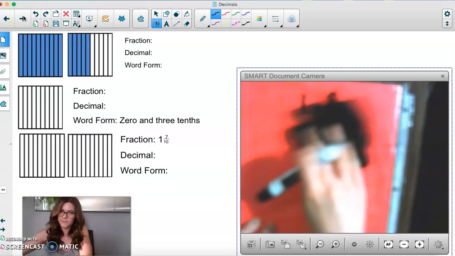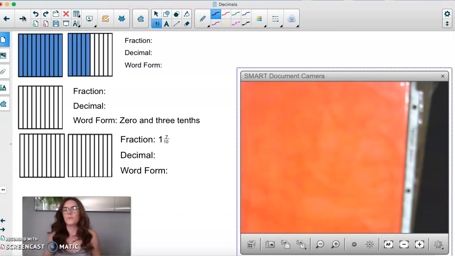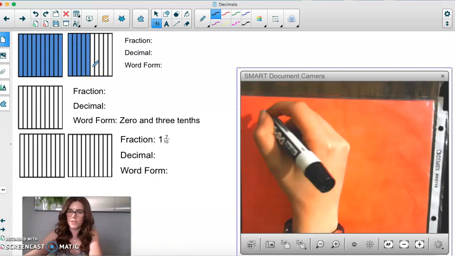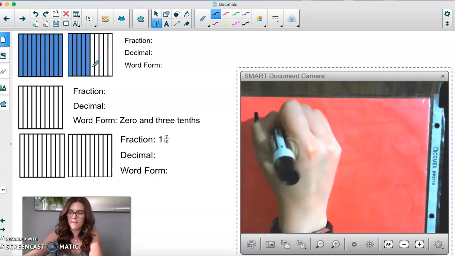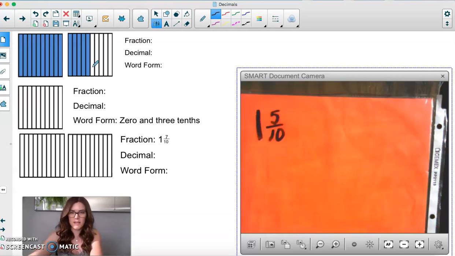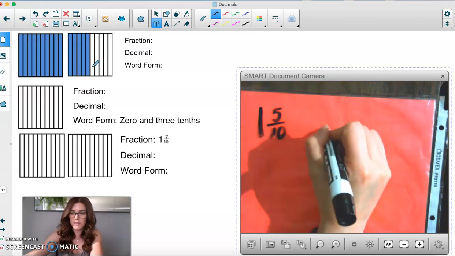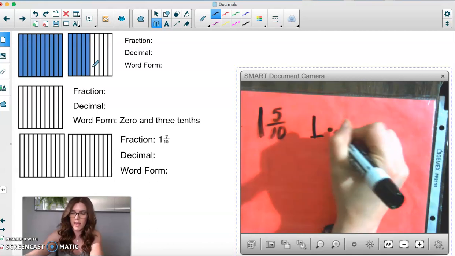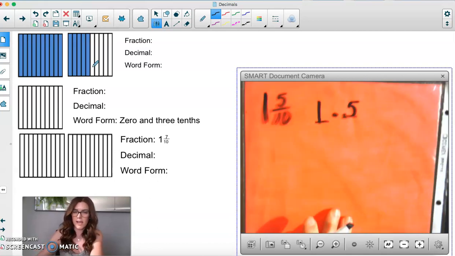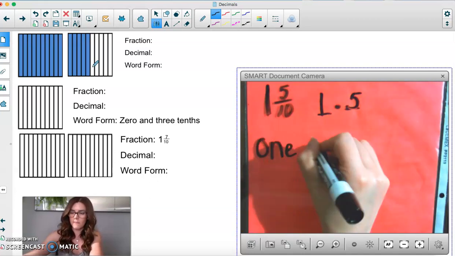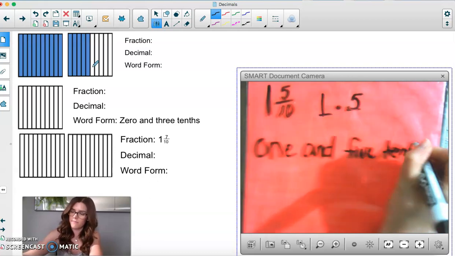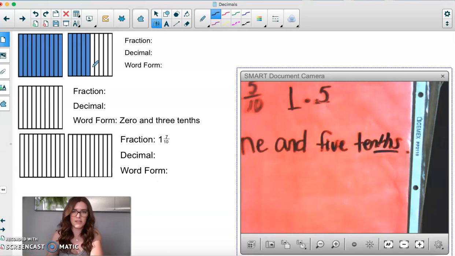Okay, let's go to our next one. Erase your board. Okay, so our next one, we have 1 whole, and then we have 1, 2, 3, 4, 5 colored in. So again, for my fraction, I'm going to write my 1 whole, and then I have 5/10 colored in. Then for my decimal, I have my decimal point and my 2 numbers. I have 1 whole, I don't need to write 0 here, so I have 1 and 5/10. And my word form is going to be 1 and 5/10. Make sure you have that TH at the end. Perfect.